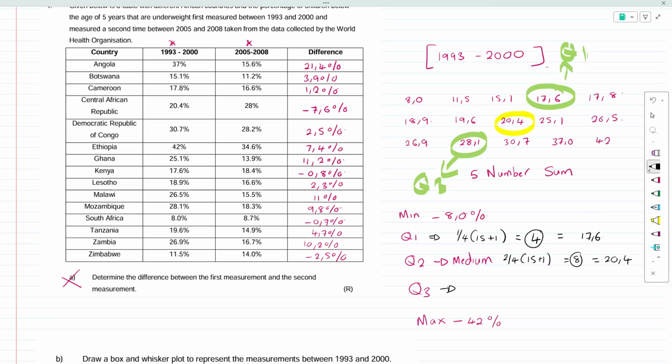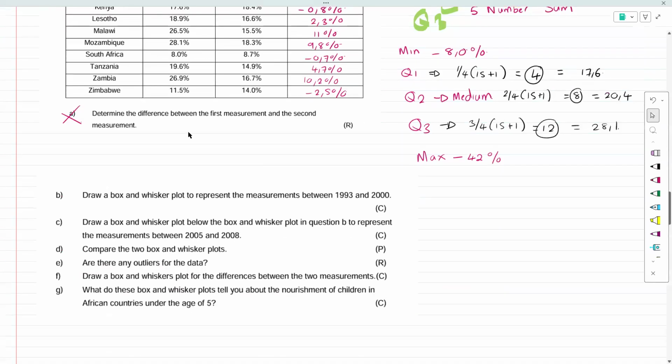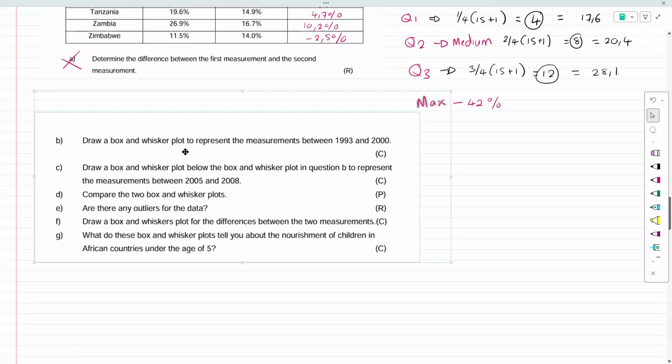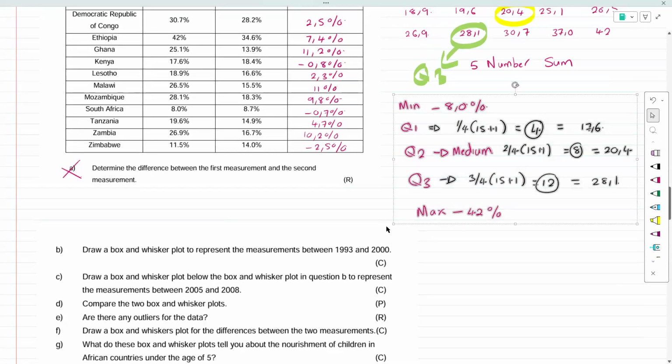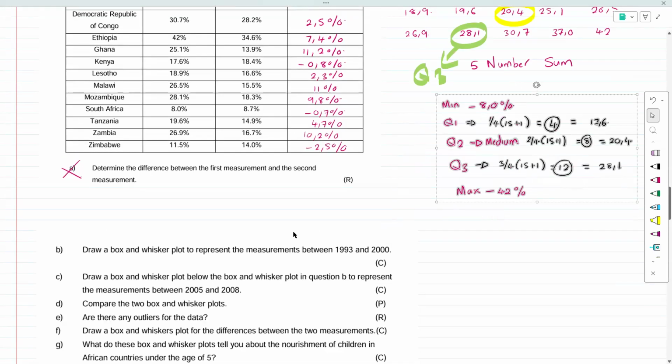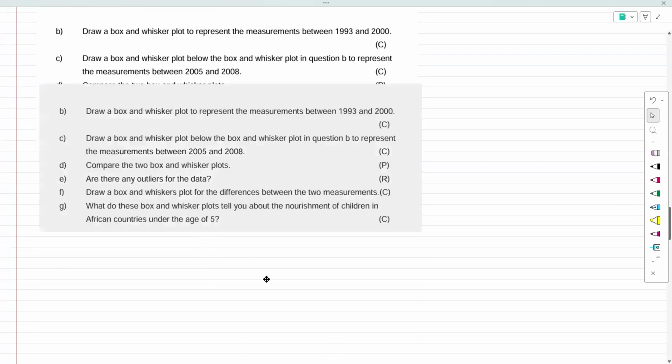For quartile 3, I'm going to use 3 over 4 times n plus 1. And this should be 12. This is not the answer. That's position. Count. 28.1. Now they wanted us to draw a box and whisker diagram. So this is where the important parts come up. We need this 5-number summary because this controls the box and whisker diagram.